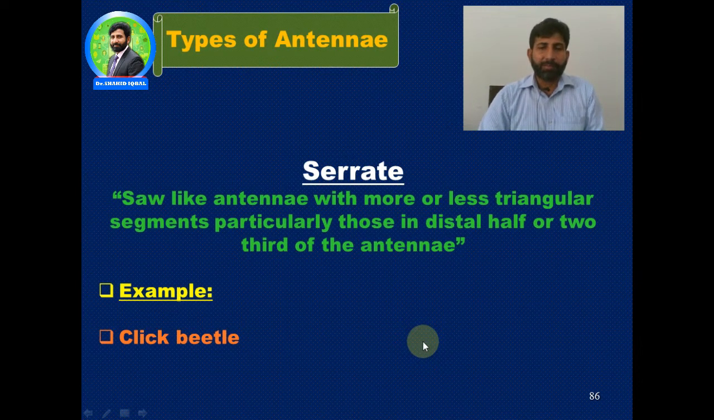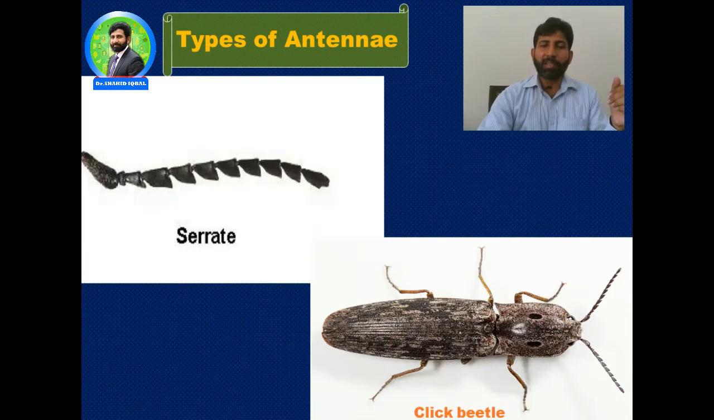Serrate, a saw-like structure with more or less triangular segments, particularly those in the distal half or two-thirds of the antennae. These are saw-like structures. It can be clearly differentiated, as represented in the click beetle.